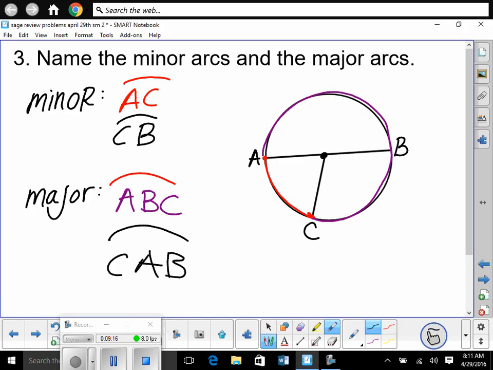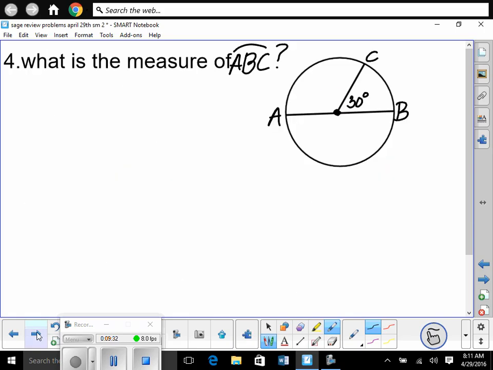CAB. Is that true, everyone? Yeah. Last minor arc. AB. You're right. Awesome. So let's name the major arc around AB. Awesome. ACB. Questions? Okay, moving on. Get that picture down.